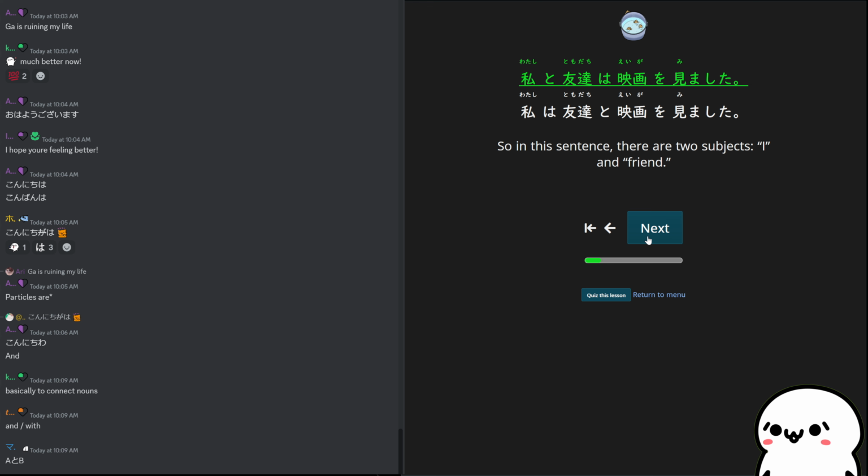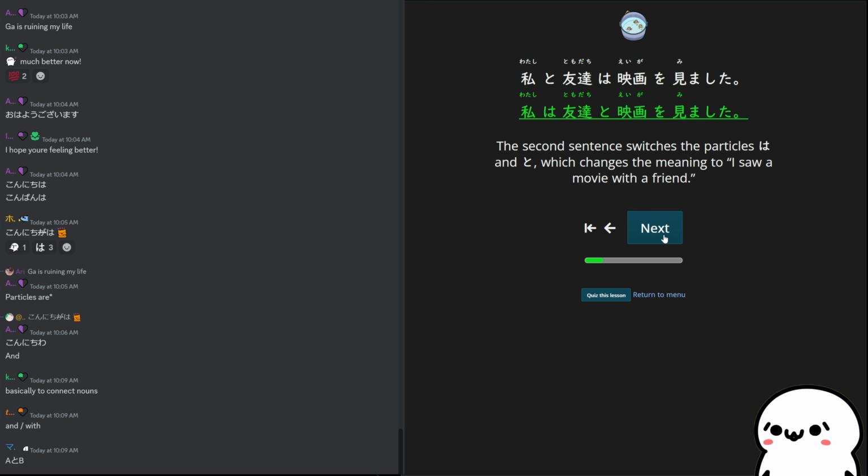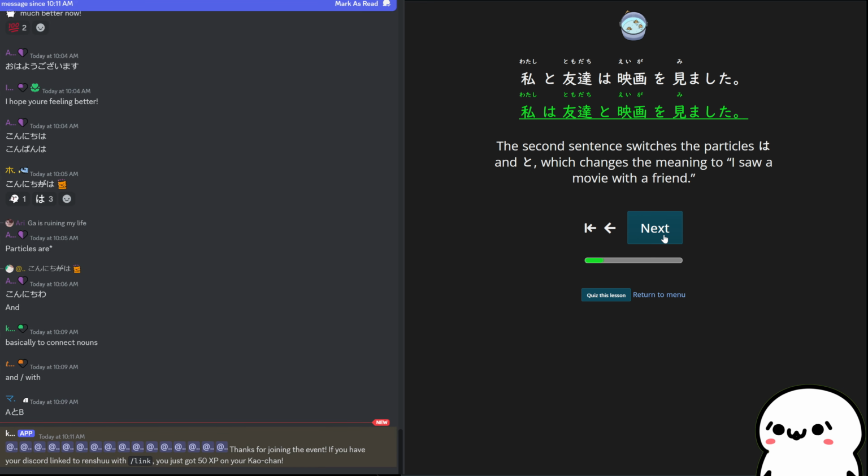Now you're going to look at the second sentence, and it's going to look almost exactly the same. It just looks like it's a little bit different. The wa and the to have been switched. And let me read it for you. Watashi wa tomodachi to eiga o mimashita. And on its face, it just looks like the particles have been switched. And you might say, well, who cares?